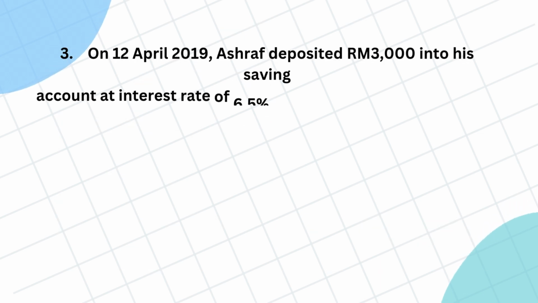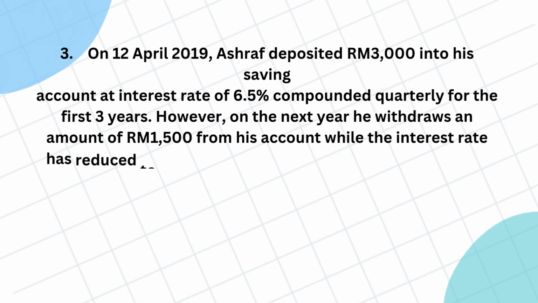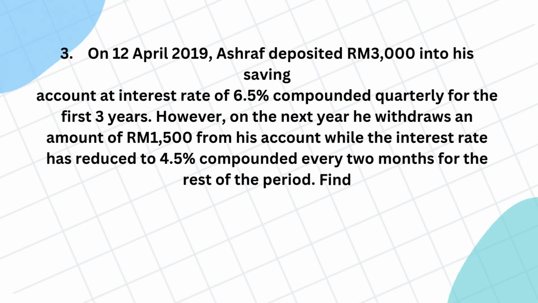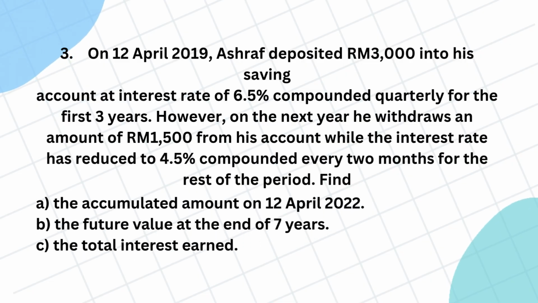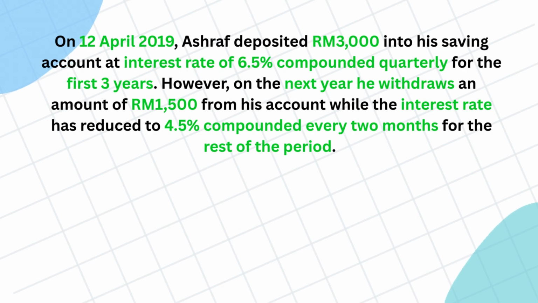Question 3. On 12 April 2019, Asha deposited 3,000 ringgit into his saving account at an interest rate of 6.5% compounded quarterly for the first 3 years. However, in the next year, he withdraws an amount of 1,500 ringgit from his account, while the interest rate has reduced to 4.5% compounded every 2 months for the rest of the period. So find the accumulated amount on 12 April 2022, the future value at the end of 7 years, and the total interest earned. So for the question, we can take the information given.